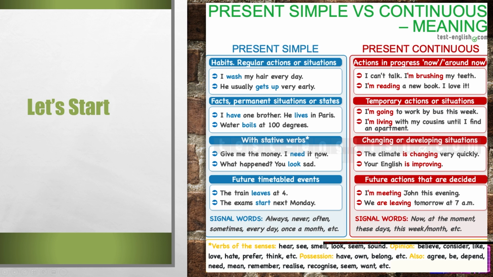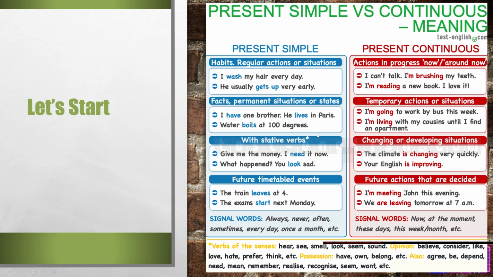Next, we also use present simple for future timetable event. Maksud dia untuk keadaan masa depan yang berada dalam jadual. Okay, maksud dia tak berubah lah. The train leaves at 4. The exams start next Monday.